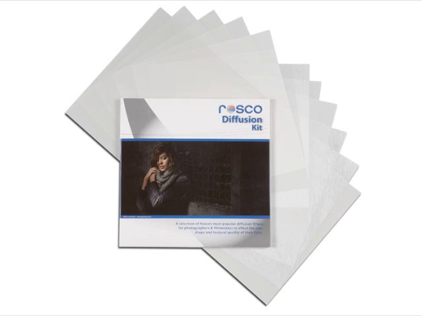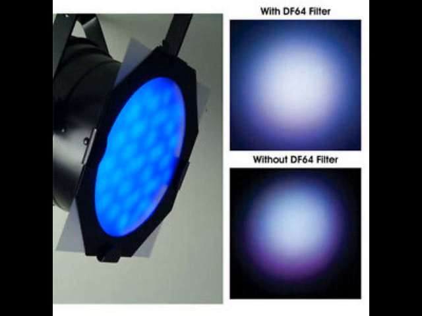In addition to color, you can also purchase filters that diffuse light. These are especially great for par cans. If you recall in the first video, I mentioned that par cans tend to have a very hot or intense center to their beams. A diffusion filter can help spread that intensity out more.